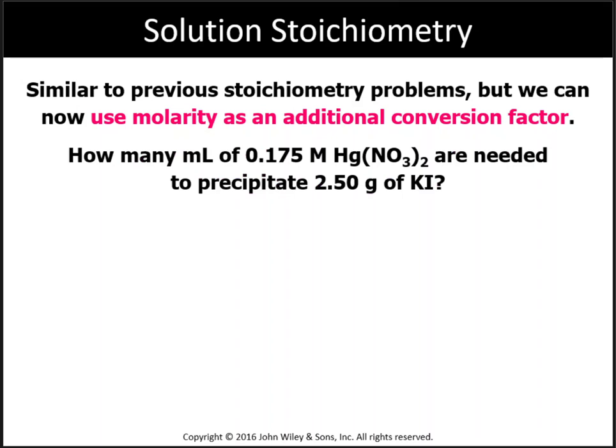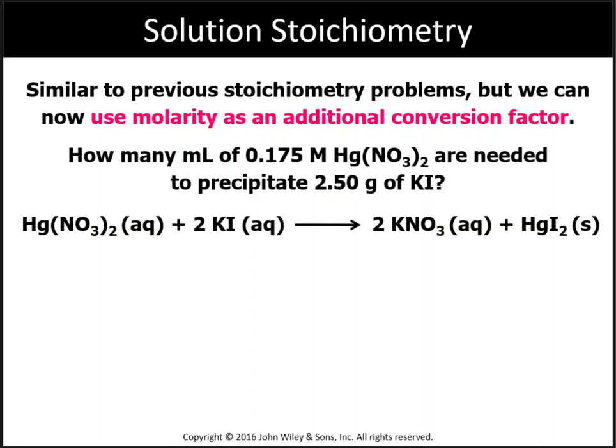Let me show you an example here. You want to know how many milliliters of 0.175 molar mercury 2 nitrate are needed to precipitate 2.50 grams of potassium iodide. So let's look at the reaction. We're looking at a reaction of mercury 2 nitrate and potassium iodide. It's a double replacement precipitation reaction. And we want to know how many milliliters of 0.175 molar mercury 2 nitrate is needed.